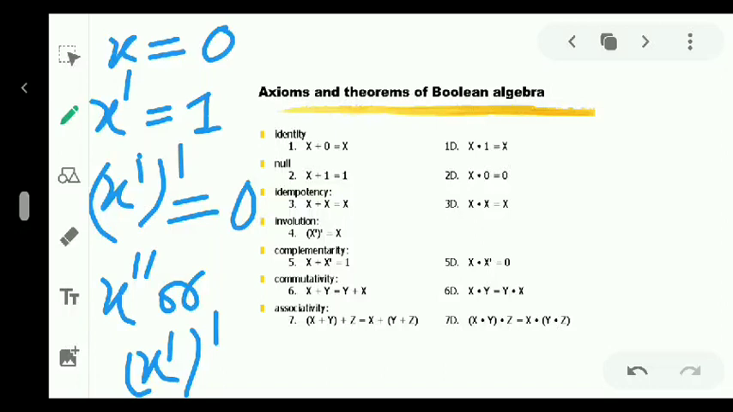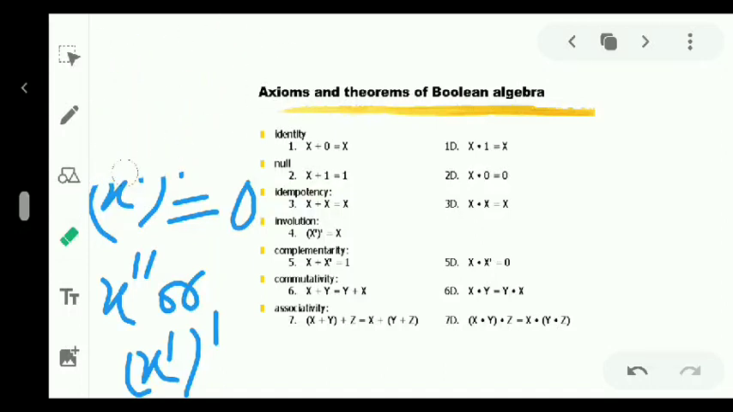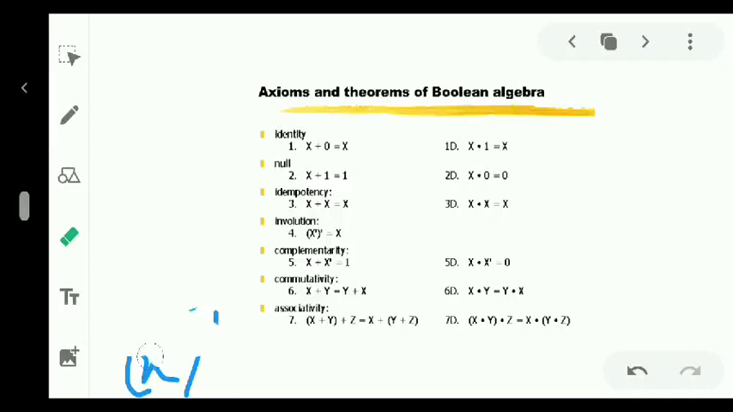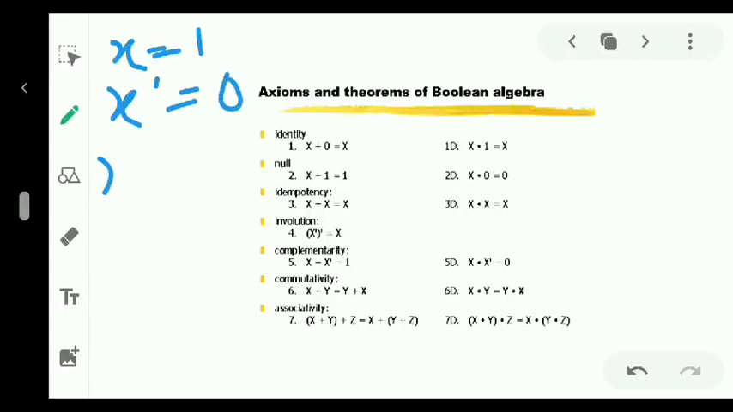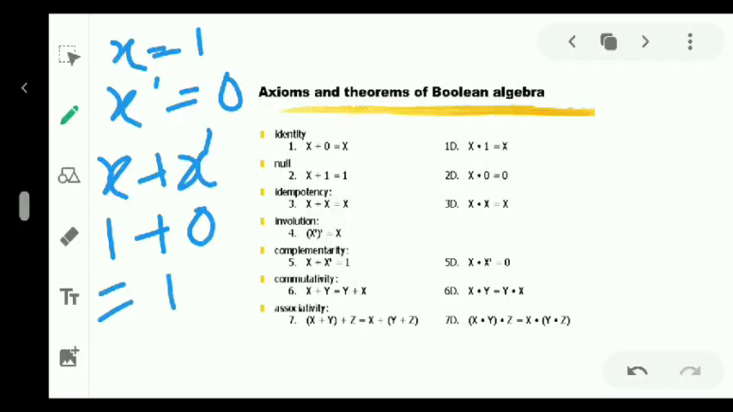Now we will go for the complementarity rule. Complementarity rule says x plus x bar is equal to 1. So how can we prove that one? Let me take first x value equals to 1. So x bar value will be 0. So x plus x bar, 1 plus 0. What is the result? 1.